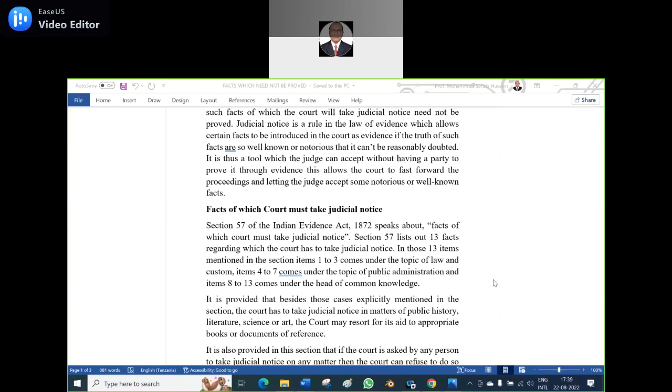What is this item 4 to 7? Can you say subsection? Can you say clause? Anyone?